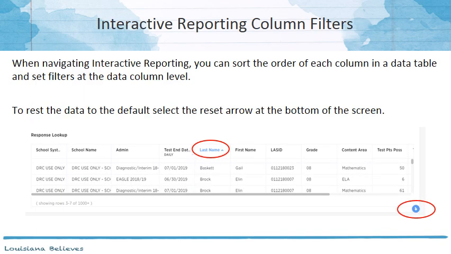In addition to the dynamic filters, interactive reporting also has two options for column filters. The first option, you can sort the order of each column in the data table. If you'd like to reset the order at any time, you can click the reset arrow at the bottom right hand of the screen.